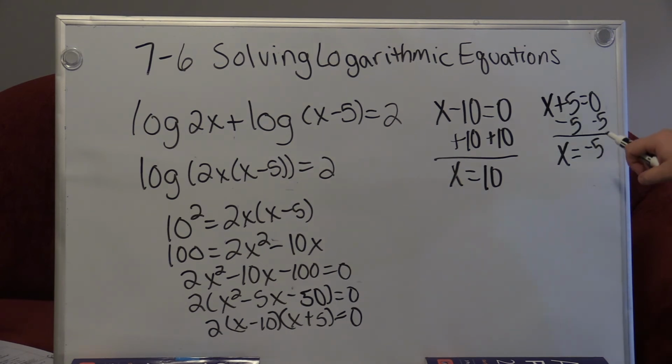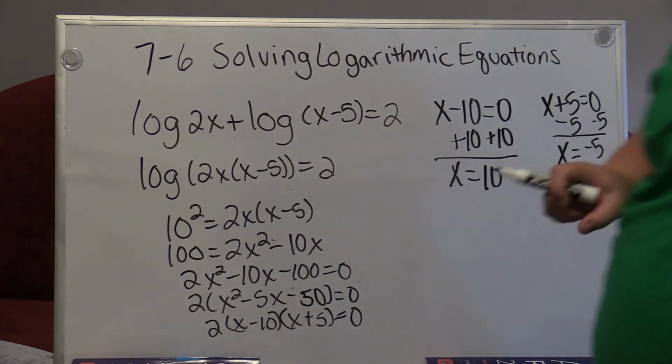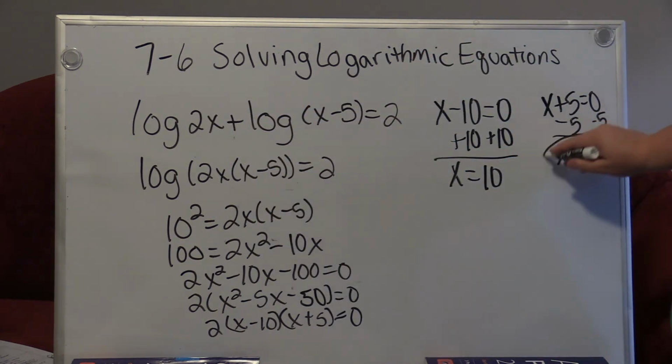That works. Now here, if I plug in negative 5, I get the log of negative 10. That's not true. Can't find the log of a negative number. That becomes extraneous. So we have our answer solved. Let's do one more.